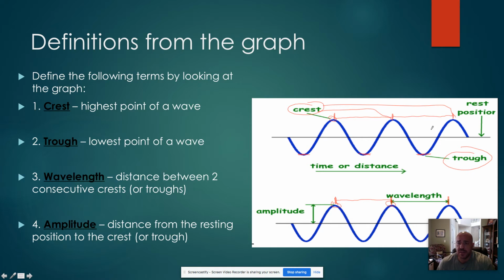Last but not least, amplitude, which they define down here, and they even put an arrow showing you it's from here to here. Well, if we look here, rest position is this long line in the middle, and amplitude goes from rest position to the highest point or to the crest. So that's the definition. The amplitude is the distance from the resting point or resting position to the crest or trough. You could always say trough because the lowest and highest point are the same distance from the middle point. One's just above and one's below the resting point.